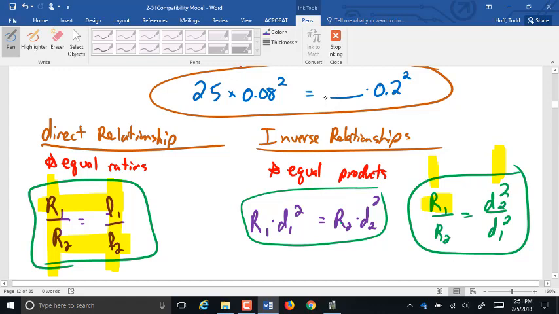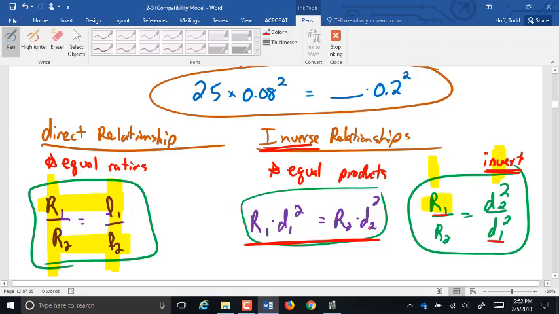So now that I have that set up correctly, you can see it's confusing because this is R1, but D1 is on the bottom. And that's the inverse ratio. In the inverse ratio, they have you invert the second ratio. You flip it upside down. That's why, to me, this idea of a constant product makes more sense.